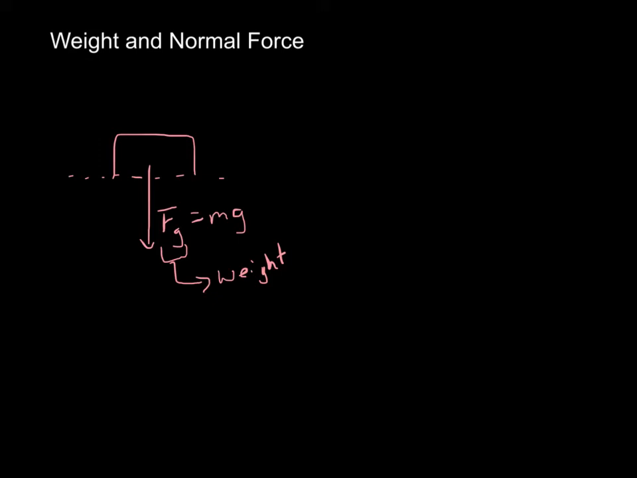Now, if we remember, just thinking about an object sitting on a surface, if that object is just sitting on the surface, it's not moving anywhere in this y direction. So that means that acceleration is equal to 0 in that y direction. So there must be some sort of supporting force on this box. That supporting force, which would be equal and opposite to gravity in this case, is called the normal force, or Fn.